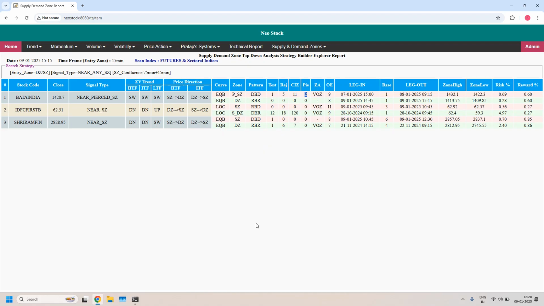But remember, these are the stocks near. But if you want to really trade on these stocks, you should do the bullish and bearish trade setups or counter trend trade setup, whatever the concepts you are aware, then only you have to use. Directly you can't use them.